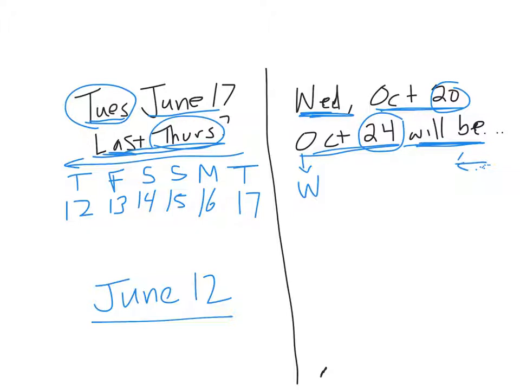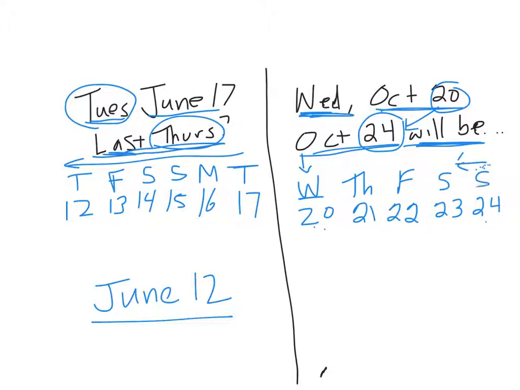So now I'm going to do the date for Wednesday. That's the 20th. I'm not going to list the days first because I know I'm going from the 20th to the 24th. So all I have to do is write out these numbers that go on the calendar first. So I'm going to go from the 20th to the 24th. Now I can fill in the days of the week. Wednesday was the 20th, Thursday the 21st, Friday the 22nd, Saturday the 23rd, and Sunday the 24th. October 24th will be a Sunday.